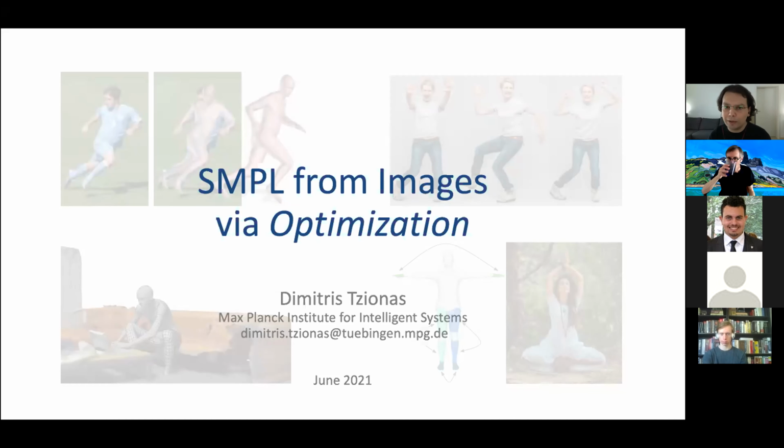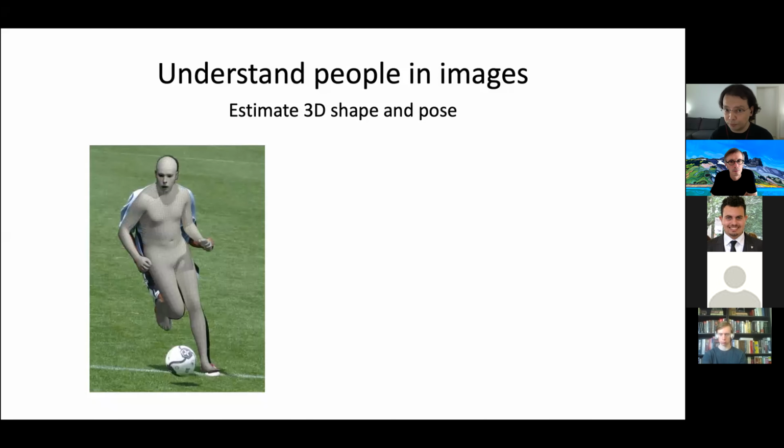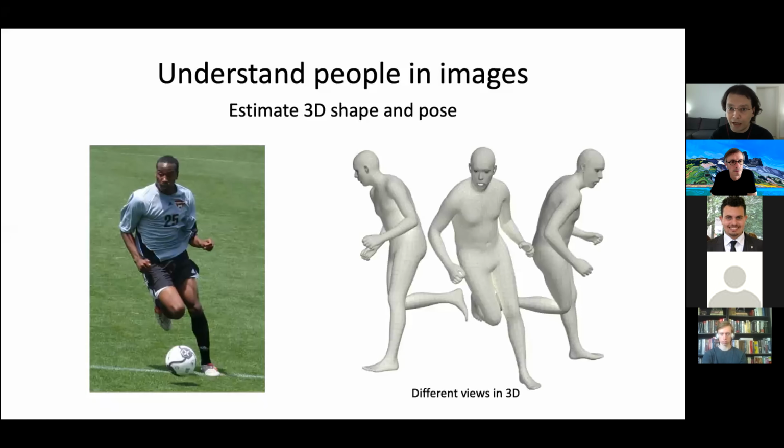In this talk, we will discuss how to fit the SMPL body model to images using optimization. To understand human actions, we need to estimate the configuration of people from camera images. For this, we need to estimate their 3D body shape and pose. In more technical terms, as input, we get a single RGB image of a human without any information about body pose, scene structure, or camera calibration. And as output, we wish to obtain the body shape and pose in full 3D.